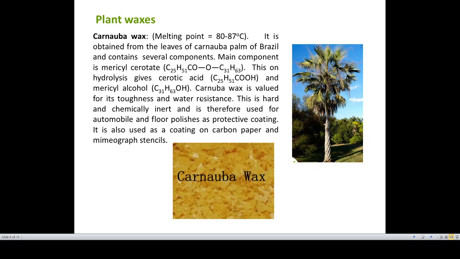And the characteristic property of carnauba wax is that it is resistant to water, that is, water resistance, and it is highly tough. And this hard and chemically inert nature is used in automobile and floor polishes as a protective coating. And this carnauba wax is also used as a coating on carbon paper and mimeograph stencils. So this is all about the carnauba wax.